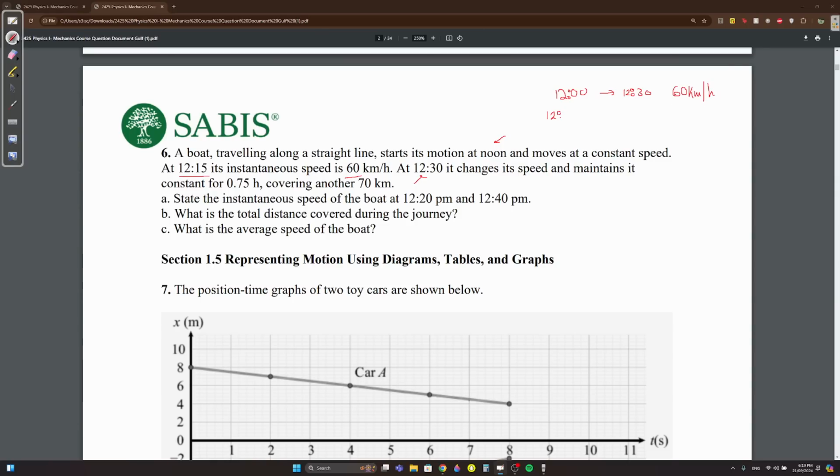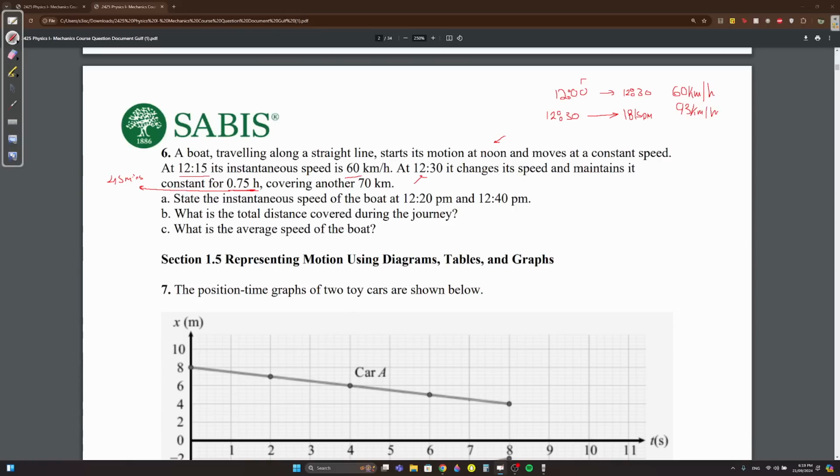From 12:30, it maintained this constant speed for 0.75 hours. In other terms, 0.75 hours is 45 minutes. So 45 minutes will be 1:15 p.m. What was that speed? We found it was 93 kilometers per hour.